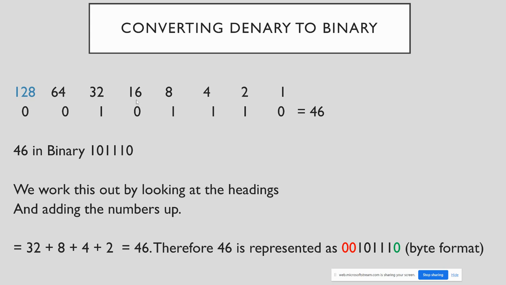The 14 is less than the 16, but it's more than the 8. So straight away, I put a 1 under the 8. Okay, so now 14 minus 8. What I've got left is 6. Now 6 is less than 8, but it's more than 4. But I know 6 is basically 4 and 2. Of course, it's not 4 and 1 because that would make it 5. So it's 4 and 2. And that's how we have 46.